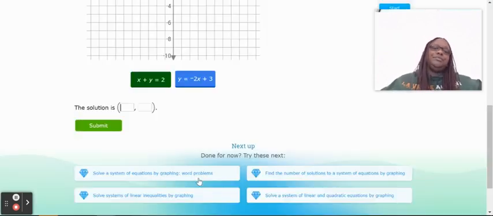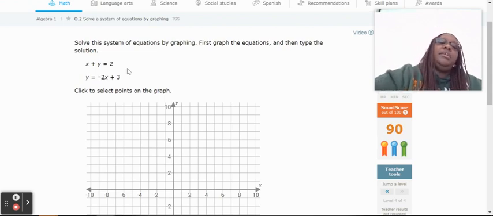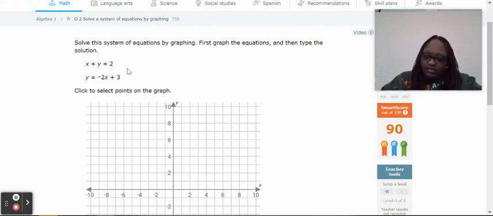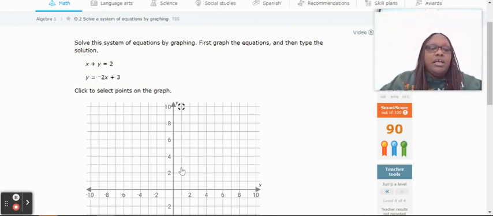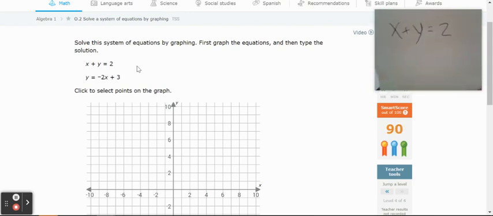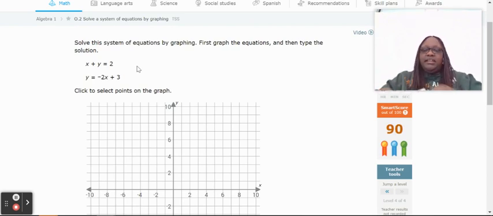The challenge zone. Okay, this is what I wanted you to see. Sometimes our equations are not in slope-intercept form to begin with. So we need to change it to be in slope-intercept form. So I'm going to solve this equation for y, because if I graph it like it is right now, like if I start at 2 and then I do up 1 over 1, that's incorrect. So x plus y equals 2. In order to solve for y, I'm going to subtract x on both sides. So I get y equals 2 minus x.